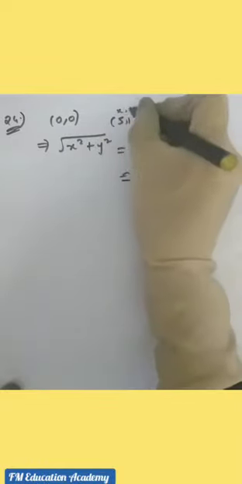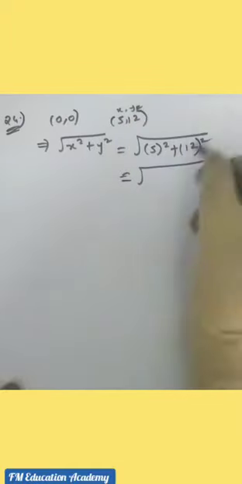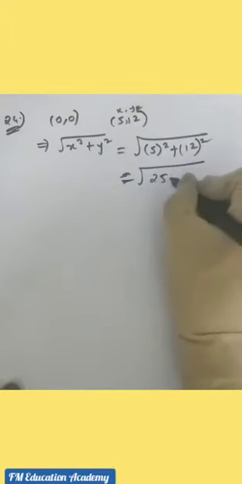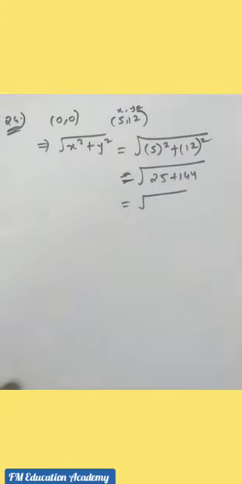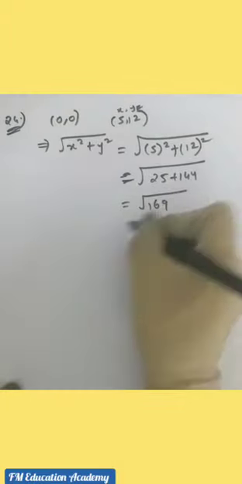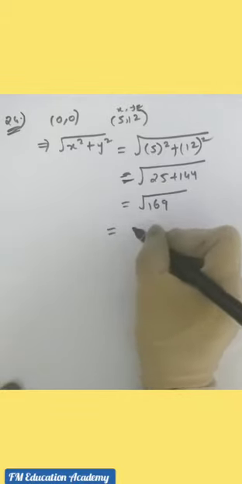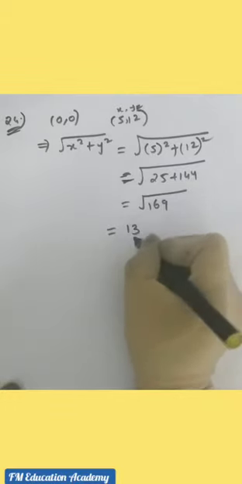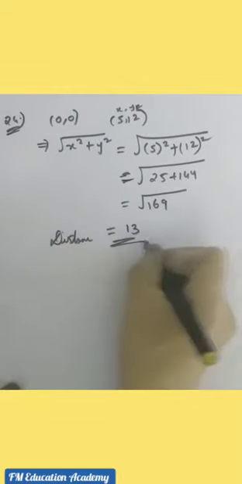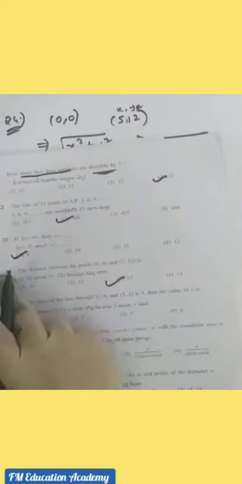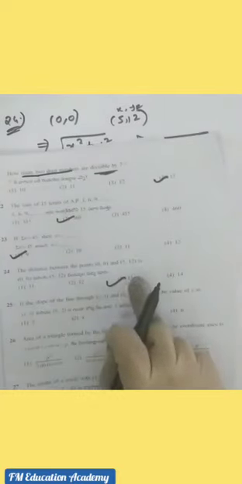These are my point and my origin. So 5 square is 25 plus 12 square is 144. We know 144 plus 25 is 169. So we have root 169, and we know root 169 is 13, because 13 13s are 169, if you remember the perfect squares. So we got the distance from the origin to the point as 13. In which option is 13 satisfied? In option 3. So my answer for the 24th question is option 3, that is 13.